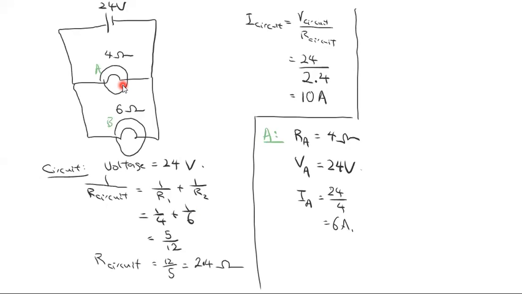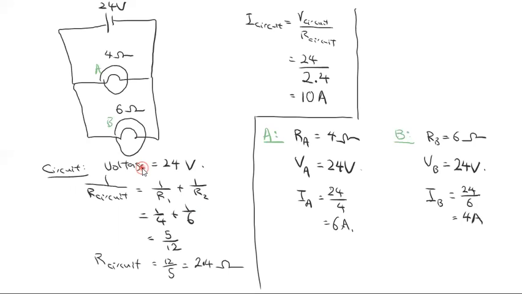And for B, start with resistance. B is 6 ohms. What's the voltage? The voltage is the same. And the current? The current is 4. So again, we can work out the voltage, the current, and the resistance of each component. And since we can do that for each individual component, you'll see that the rules we said earlier match up.